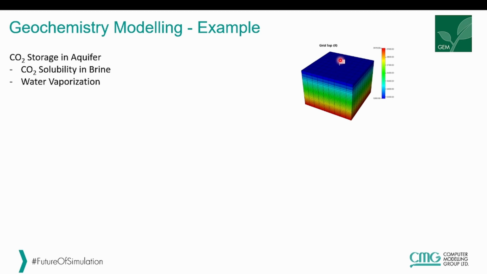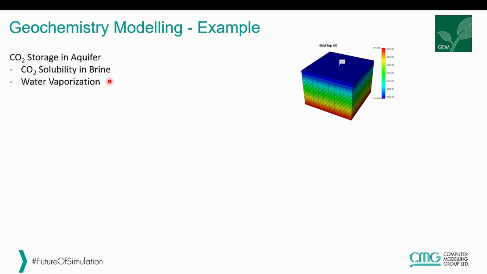Two options characteristic of CCS have already been added to the model: the CO2 solubility in brine and the water vaporization, which is a process that can occur when injecting at high gas rates into an aquifer. These can generate a vaporization of H2O near the well, which we want to account for.